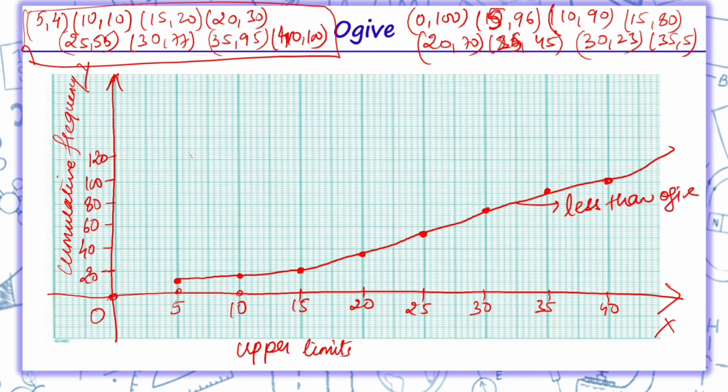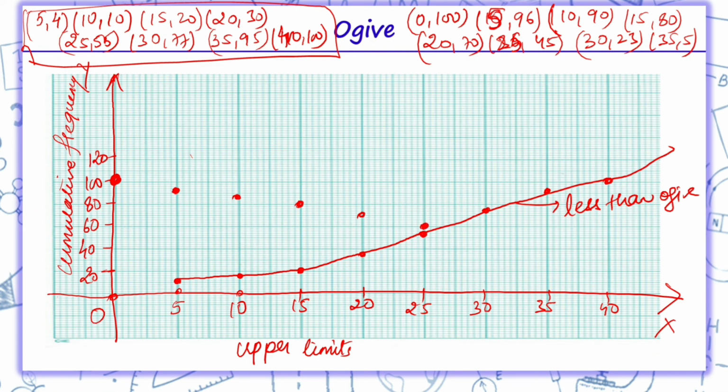Now coming on to more than ogive. So more than ogive, 0, 100. 0, 100 means this is the point, first point. Then 5 and 96. So 5 and 96 will be getting approximately over here. Then 10 and 90 is over here. Then 15 and 80, it's over here. 20 and 70, like this. Then we have 25 and 45. So 25 and 45 will be getting over here.